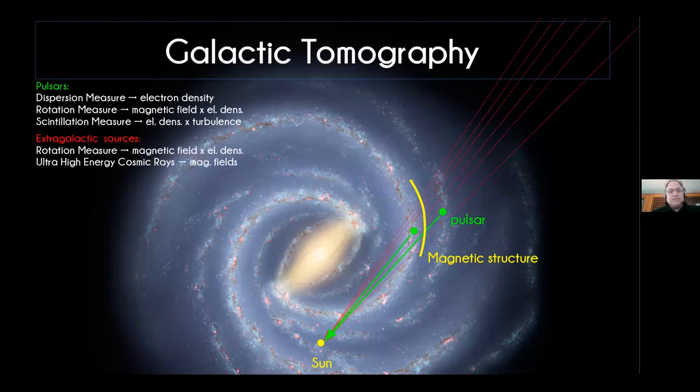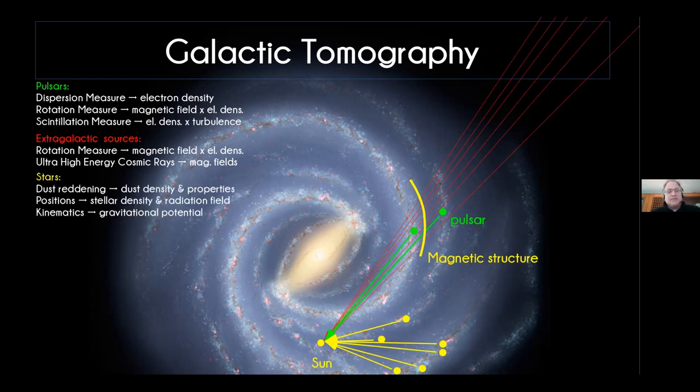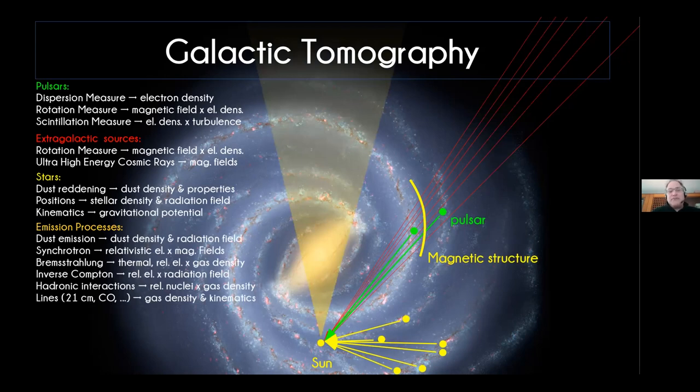There are other probes. There are extragalactic sources which emit polarized light, which allow us to make Faraday rotation measurements, which give us line of sight information about the magnetic field times the electron density. There might be ultra high energy cosmic rays. If we knew where they come from, we could learn something from the magnetic deflection. Then we have stars, and the starlight gets processed by the interstellar medium. For example, dust absorbs starlight, and that leaves characteristic signatures in the starlight, so we can learn something about dust between us and the stars. The positions and the kinematics of stars tell us something about densities and the gravitational potential. The interstellar medium itself is emitting in various wave bands due to a number of processes, which all give us information. So can we put all this information together in order to get a 3D picture of the Milky Way in all its constituents?